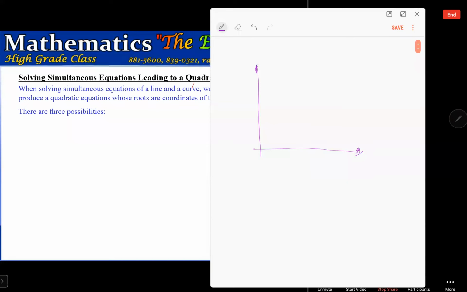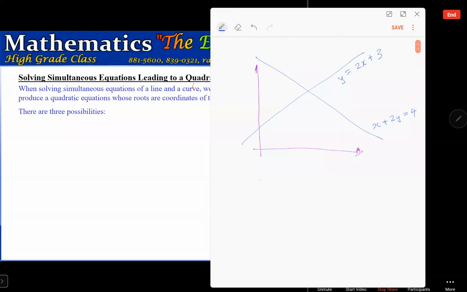And I have two lines on that graph, one going so and one going so, right? So this equation might be x plus 2y equals 4. And this equation might be y equals 2x plus 3, for example. All right, so I have those two equations for those two graphs.